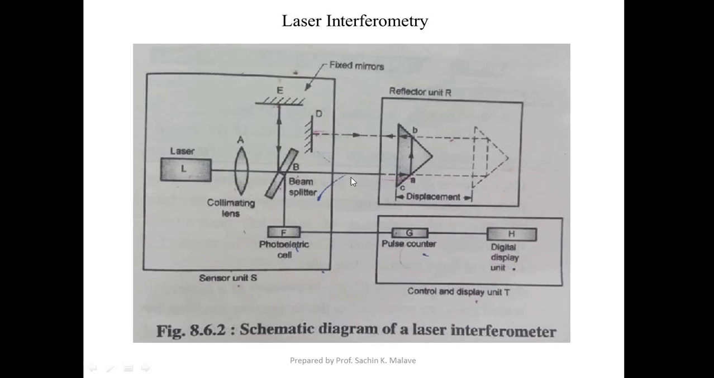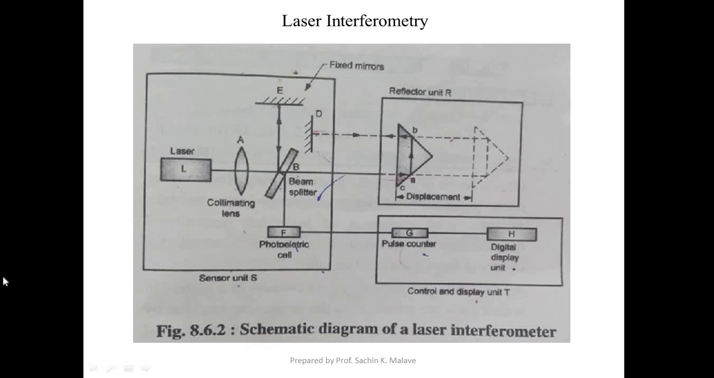So one part is getting reflected from mirror D and joining at the photoelectric cell, and another part is reflecting from another mirror E. The intensity of the light falling on this photoelectric cell varies according to the path difference of the two portions. The intensity falling here is a function of the path difference made by the two different waves.